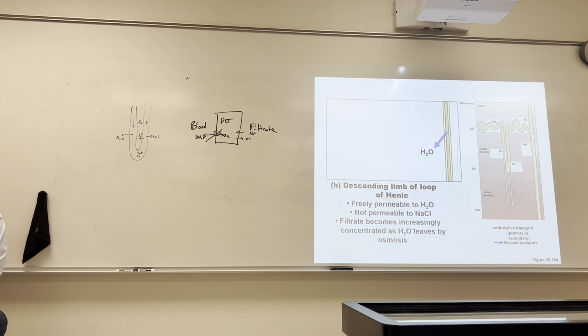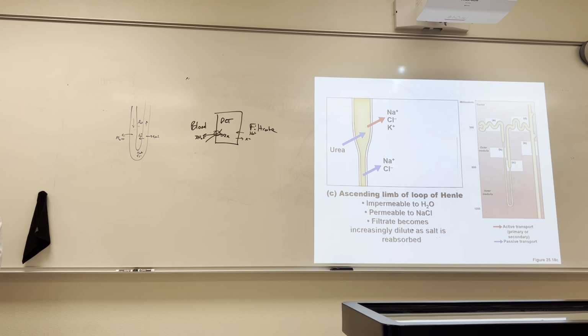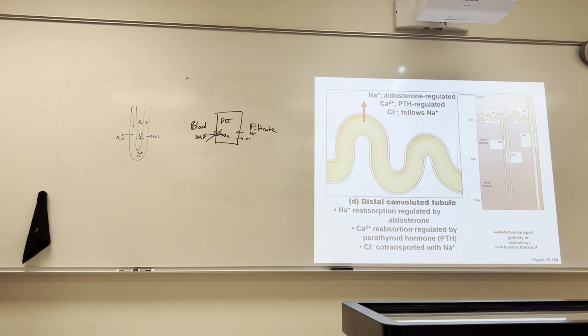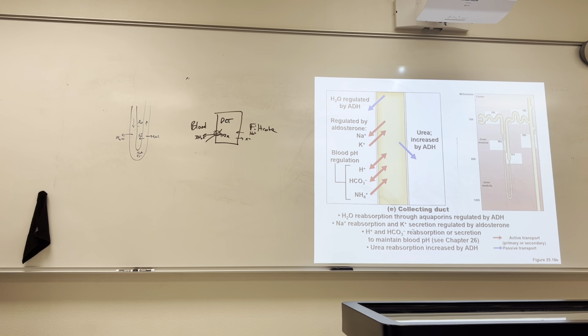The descending limb of this loop of Henle, we're going to reabsorb water. And the ascending limb, we're going to reabsorb some more salts. The distal convoluted tubule is fine tuning. It's hormonally controlled. We're going to reabsorb some calcium and probably some sodium and some water with that. And then finally, the collecting duct. This is our last chance to reabsorb sodium, to reabsorb water. And it's going to be involved in pH regulation, which we'll talk about later.